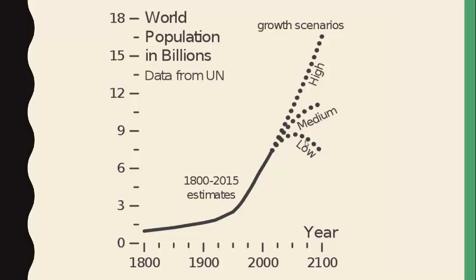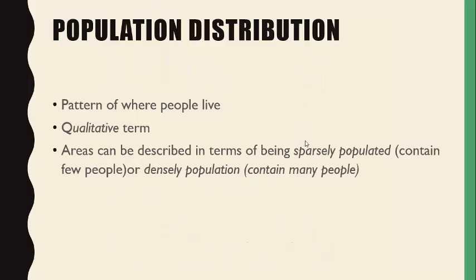But before we can start looking at the long-term impacts of population growth, we need to do some groundwork to understand the data we're going to be looking at. And so the first term that we need to understand is something called population distribution. Now, population distribution is a pattern of where people live. It's a qualitative term, which means it's descriptive. It's describing the qualities of a population. And it's useful for describing how a population is distributed throughout a space.